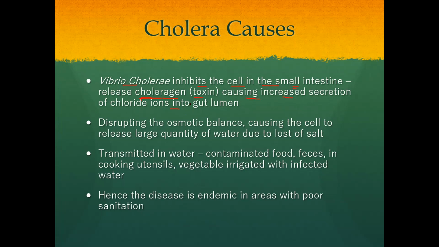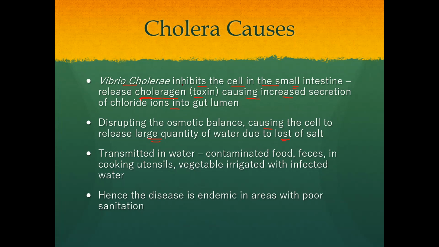And now, because the chloride ions are leaving the cell, the solute potential becomes low, and the water potential at the same time becomes high. So water also follows and goes out of the cell via osmosis, right? So this causes the cell to release a large quantity of water, right? Because definitely the salt is being lost.